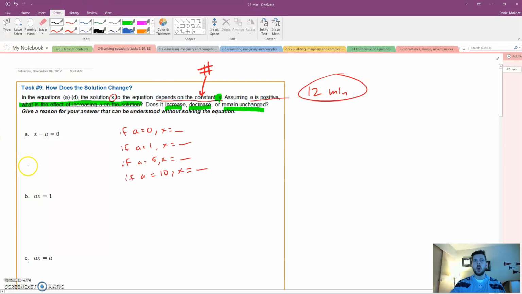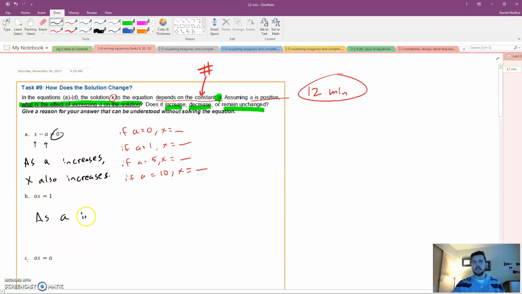For the first one, what I would hope to see is something like this. As a increases, x, for this one, also increases. As a increases, x also increases. Now, why is that for this one? Well, think about the properties that are going on here. You got 2 things that you're subtracting from each other, and they're equal to 0. And the only way that happens is if those 2 things are the same. So if one of them gets bigger, the other one's got to also get bigger, so when you subtract, you get 0.